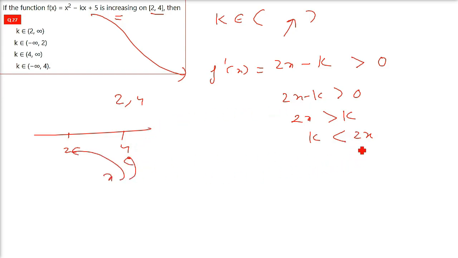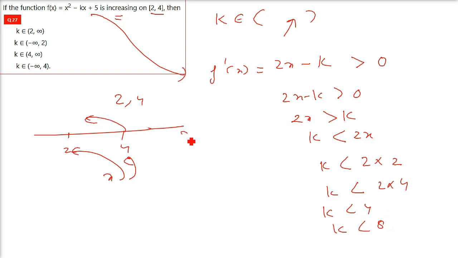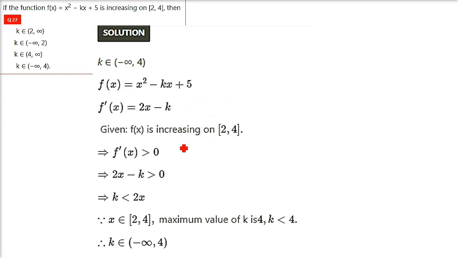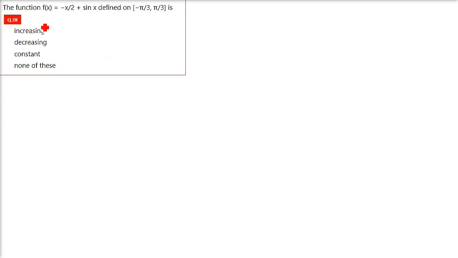You can replace x by 2 and x by 4. So k is less than 2 into 2 and k is less than 2 into 4. So k is less than 4 and k is less than 8. If any number is less than 8 and less than 4, that means it is less than 4 only. If my height is lower than yours and your height is lower than your brother's, then my height is lower than your brother's. So k is between minus infinity and 4. So this is the solution. Very straightforward here. If your concepts are clear, you will understand this.